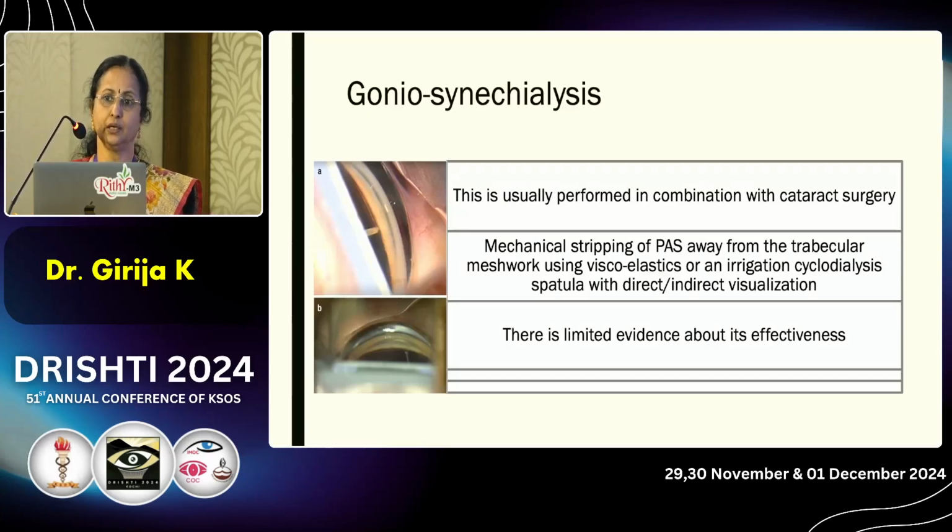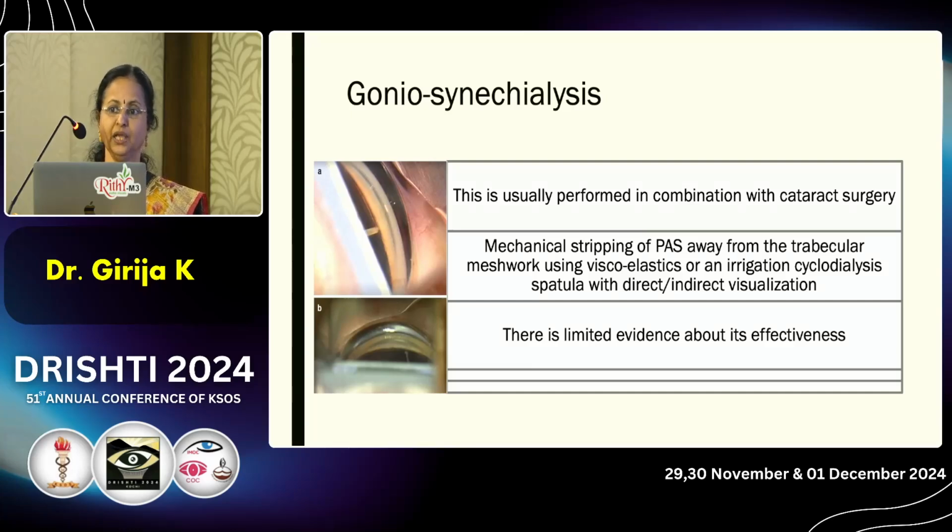Then goniosynechialysis is another procedure where there are synechiae which have to be released. Along with cataract surgery, if there are synechiae, you can mechanically strip the PAS away from the trabecular meshwork using viscoelastics or an irrigation cyclodialysis spatula under direct or indirect visualization. But there is limited evidence about its effectiveness.